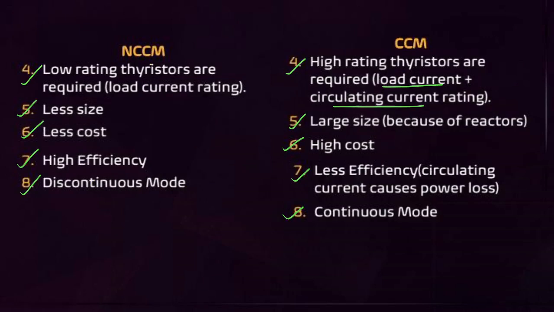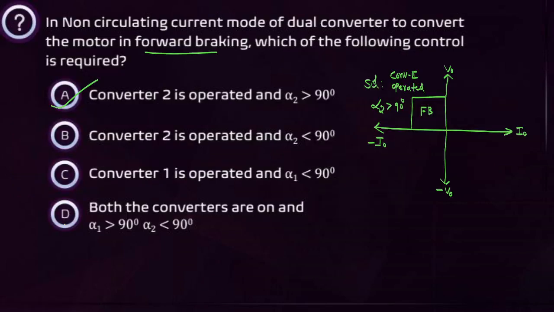In non-circulating current mode, because there are no circulating currents, the rating of thyristors is less. The rating of thyristor is high because of circulating currents. Once there is no reactor, size is less, but large size because reactors are required. There are no reactors, so the rating of thyristors is less. That's why it is less cost, but circulating mode is costly. Here there are no circulating currents, power losses are less, high efficiency, but it is less efficiency because of circulating current. In non-circulating mode, there is a possibility of discontinuous mode, but in circulating current mode, there is always a continuous mode.